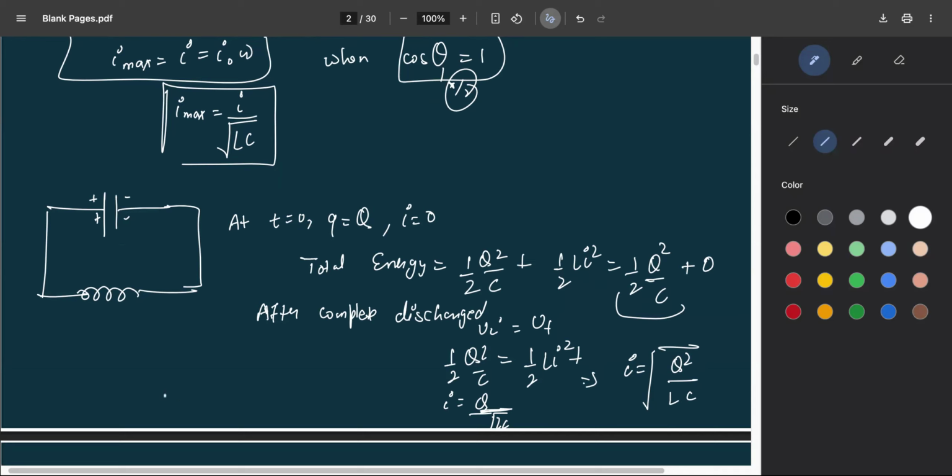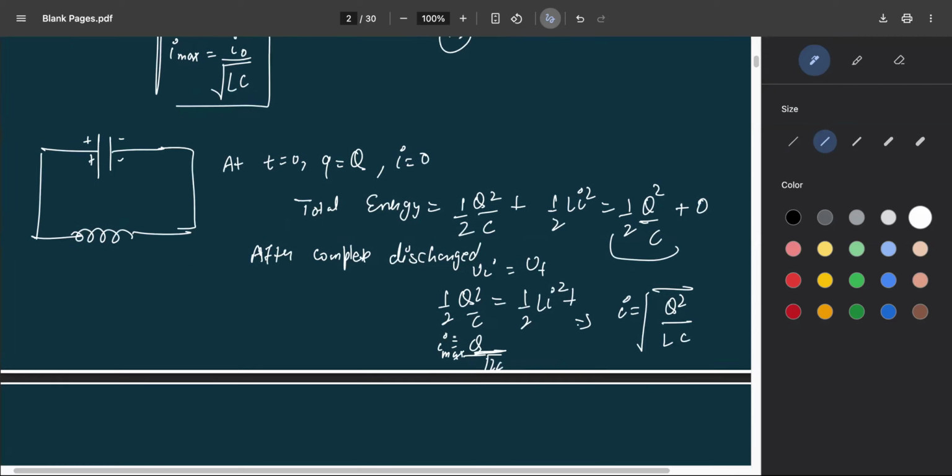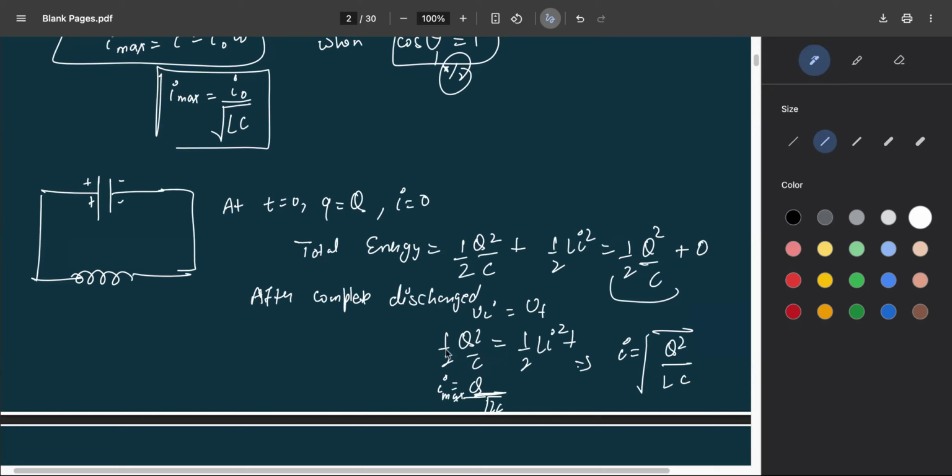If you see, right now there's no charge left. You have made it 0. Can I say this is the maximum current you can have? So this is I max. This is the I max you can have. The maximum current you can ever have is Q by under root of LC, or I by under root of LC. Something like that. So I hope this makes a bit of sense for you.